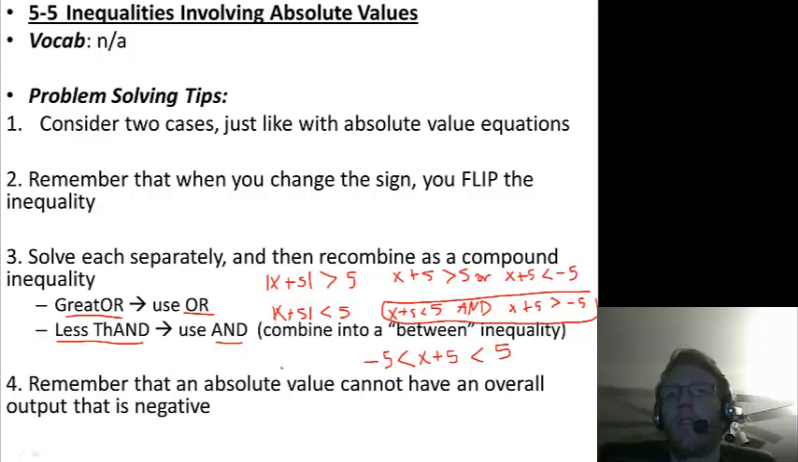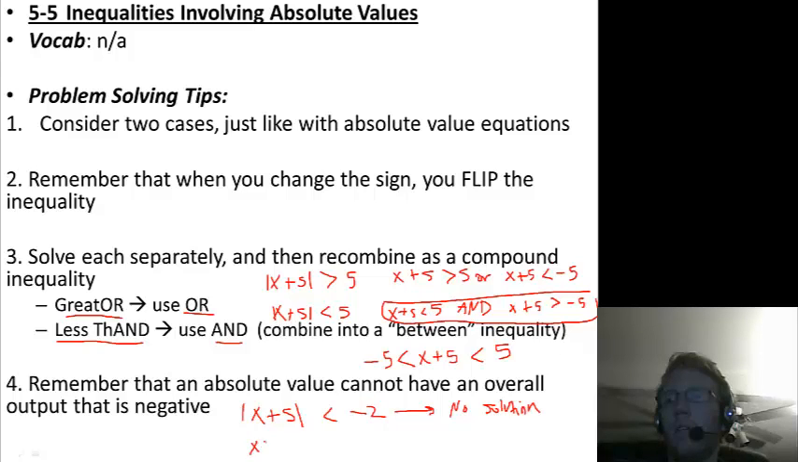So good to remember. Then the last problem solving tip is to remember that you cannot have a negative outcome for an absolute value bar. So if you have the absolute value of x plus 5 less than negative 2, okay, that's going to be no solutions, right, because the absolute value is never negative, so it can't be less than a negative number.